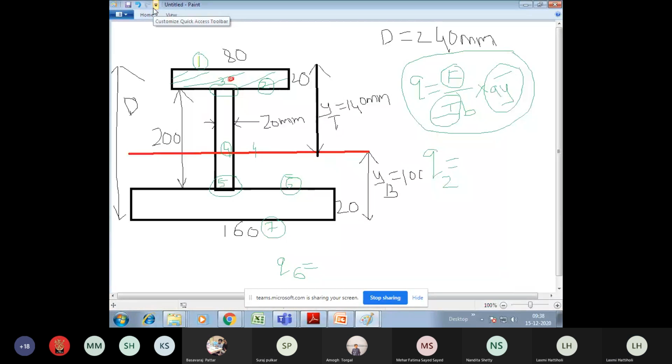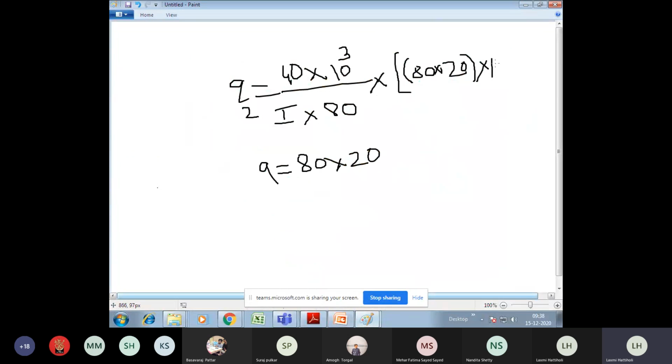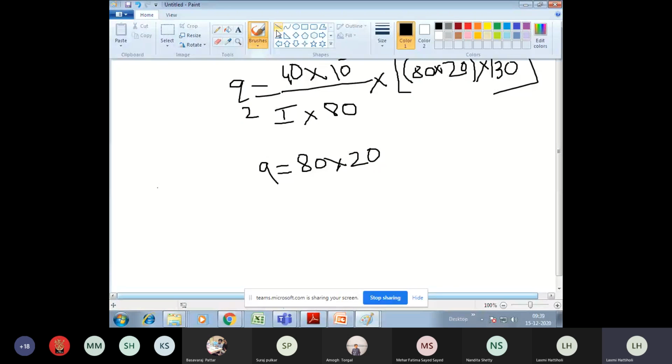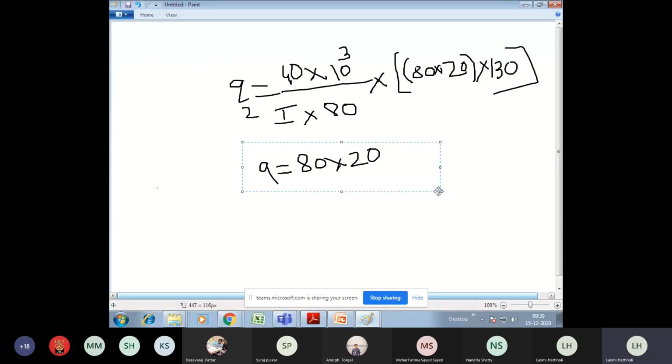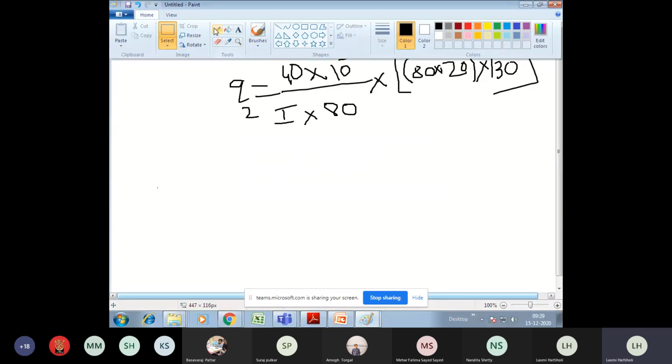130. Yes, right, so the answer is 130. As you said, it is 130. So close the bracket and operate this in your calculators. Now you will get the answer for Q2. Is this understood to you?